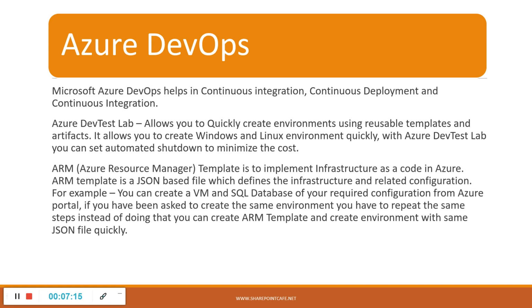ARM. ARM stands for Azure Resource Manager. So an ARM template is to implement infrastructure as code in Azure. An ARM template is a JSON based file which defines the infrastructure and related configuration. For example, you can create a VM and SQL database of your required configuration from the Azure portal. If you have been asked to create the same environment again, then you have to do the same task multiple times and repeat the same steps. Instead of doing that, you can create an ARM template and create the same environment with the JSON file quickly.